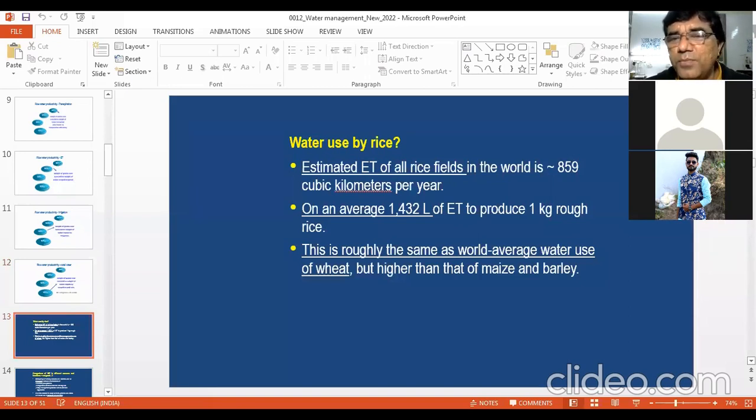Now, water used by rice. How much water is used by rice? So the estimated ET of all rice fields in the world is 859 cubic kilometers per year. That is the ET losses. Only ET losses by rice crop in the world is approximately 859 cubic kilometers per year. You do not bother about this figure. This is just to show you the extent to which water is evapotranspired by rice in the world. On an average, 1,432 liters of ET to produce 1 kg rough rice. This is important. So this much quantity of water is required to produce 1 kg rough rice.